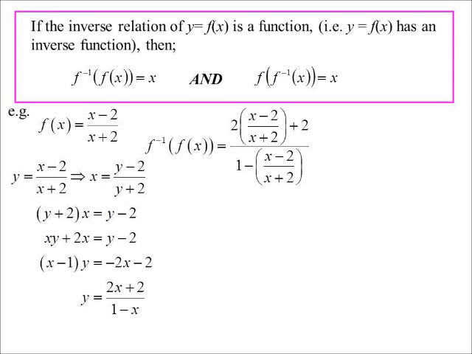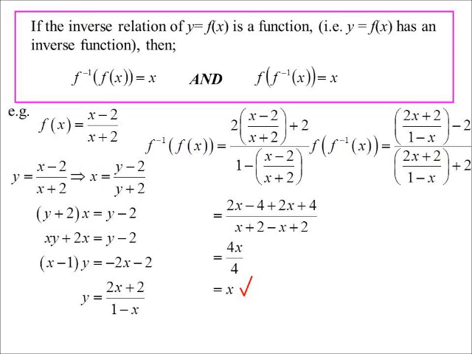Now hopefully when we tidy this up, we'll just get x. Let's see what happens. Sure enough, x is what we get. But I said the reverse should be true as well. So let's have a look at that. So this time, I'm substituting 2x plus 2 on 1 minus x. Everywhere I see x in the original function, let's play around with that one. And sure enough, we get x again. So I mean, inverses and functions, they should cancel each other out.